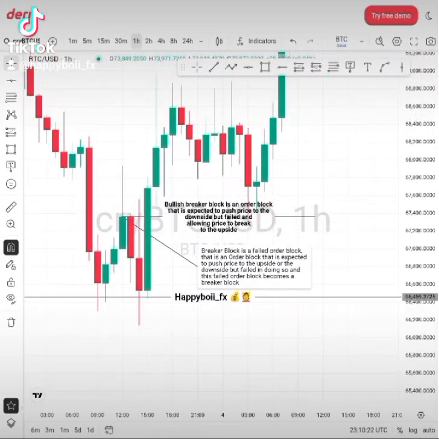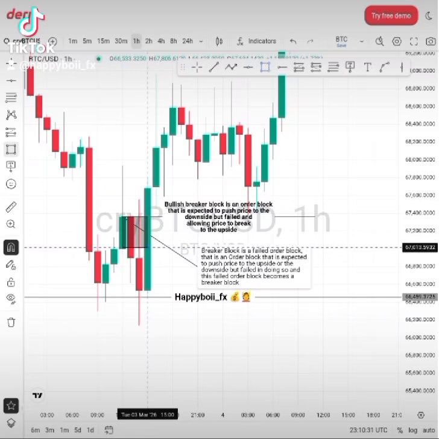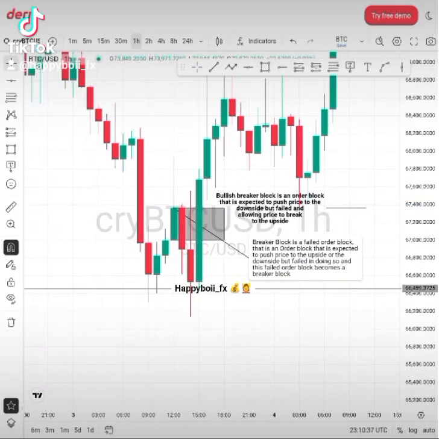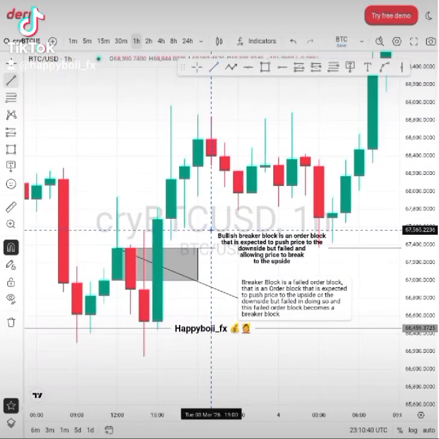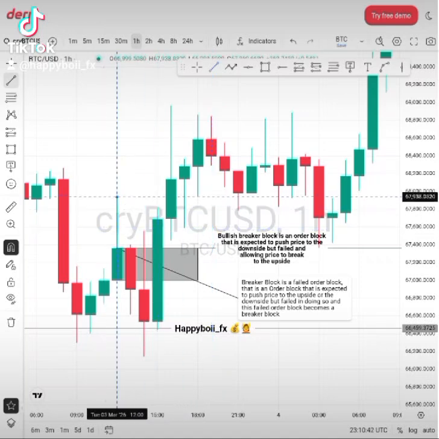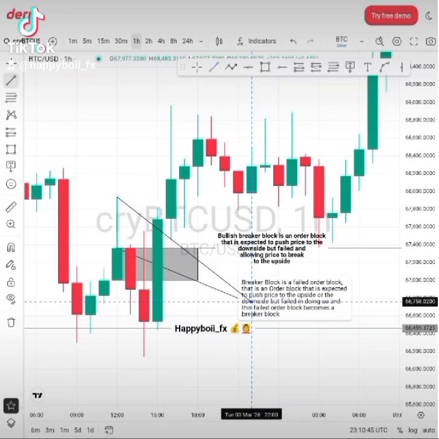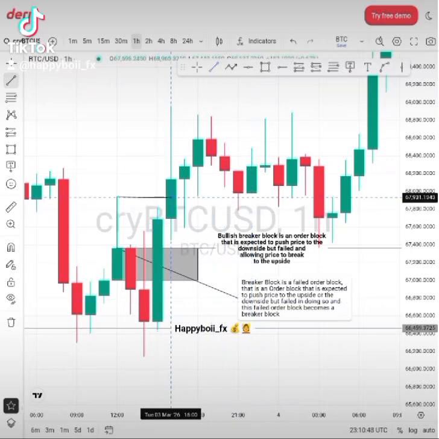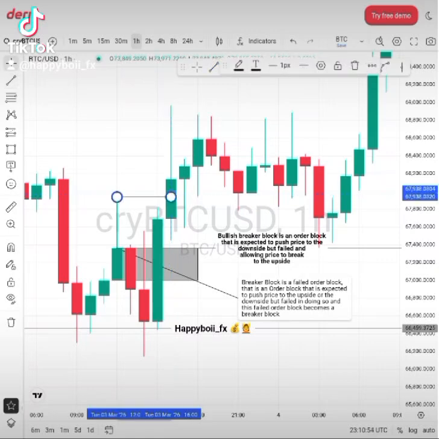This order block right here is expected to push price to the downside, but failing to do so, price breaks above, and then it becomes a what? A breaker block. Once price breaks above this, then it becomes a breaker block. This is a break of structure right here. That is a break of structure.